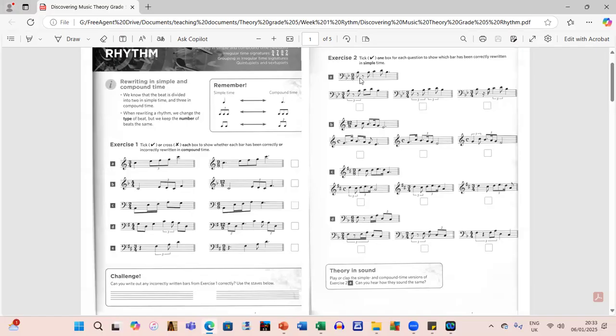So we'll do exercise 2. Let's do the first one. Tick 1 box for each question to show whether the bar has been correctly rewritten. We've got 9/8, so that's triple compound time. There should be 3 sets of 3 in this bar. Beat 1 has a quaver rest and a quaver. So that's your first beat. Next beat is the same as 2 quavers and another quaver. So that's beat 2. And your last beat has 3 quavers in there. So that's your beat 3.